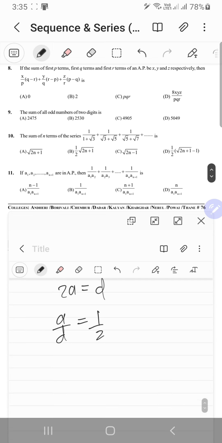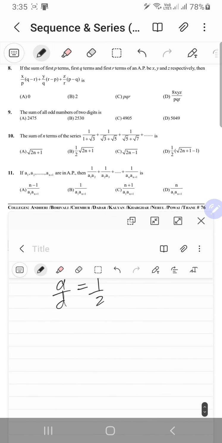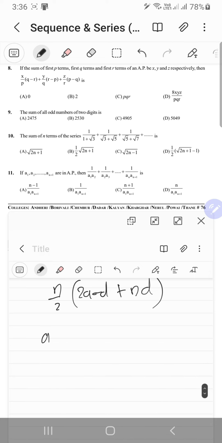Okay. If the sum of the first p terms, first q terms and r terms be x, y, z respectively, then this thing x upon p into q minus r. Fine. So sum of the first n terms, that's just n upon 2 into 2a minus d plus n times d, right? Which we can write as a minus d by 2 into n plus n square d by 2. Now we know what kind of polynomial we are dealing with. So these terms are like x, y, z.